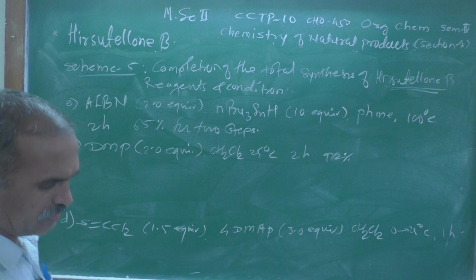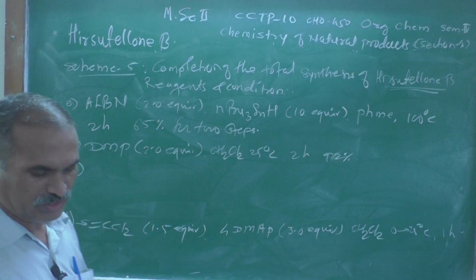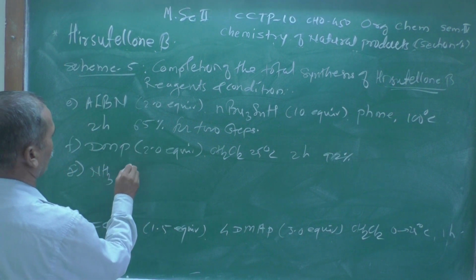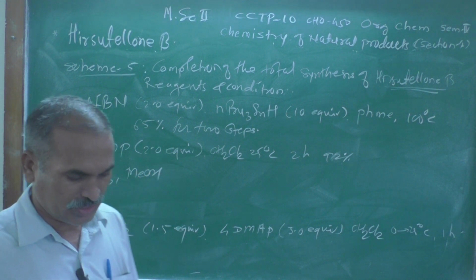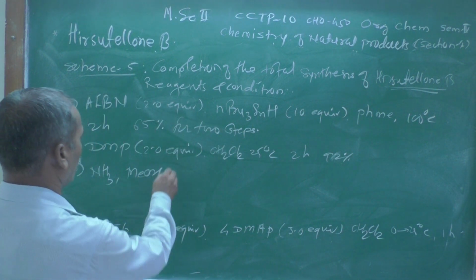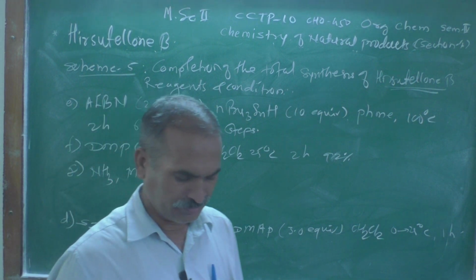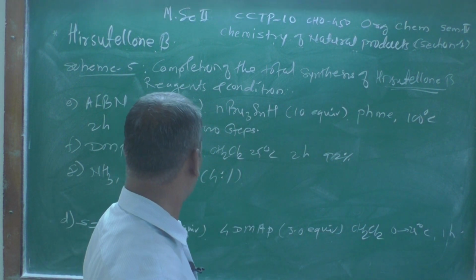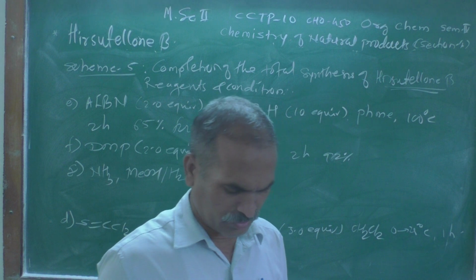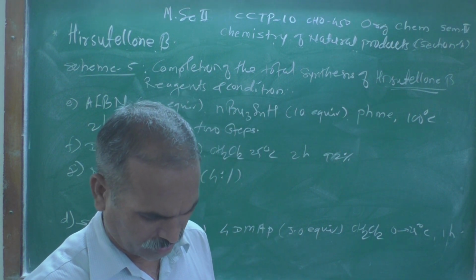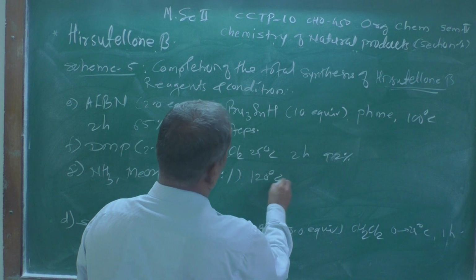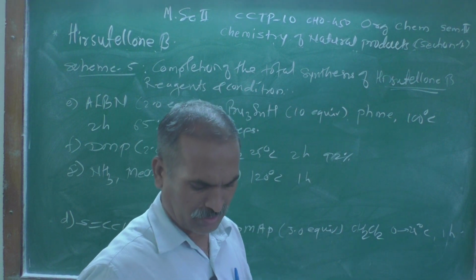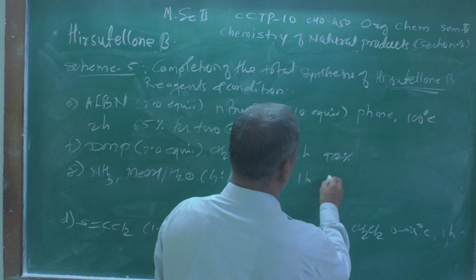Now the last one, that is the G reagent. When the G reagent is added, the reagents are NH3, ammonia, in presence of MeOH, methanol used as a solvent, and water. The proportion is taken 4:1, and the temperature is kept at 120 degrees centigrade, and it is stored for 1 hour, and the percentage of yield obtained was 50%.